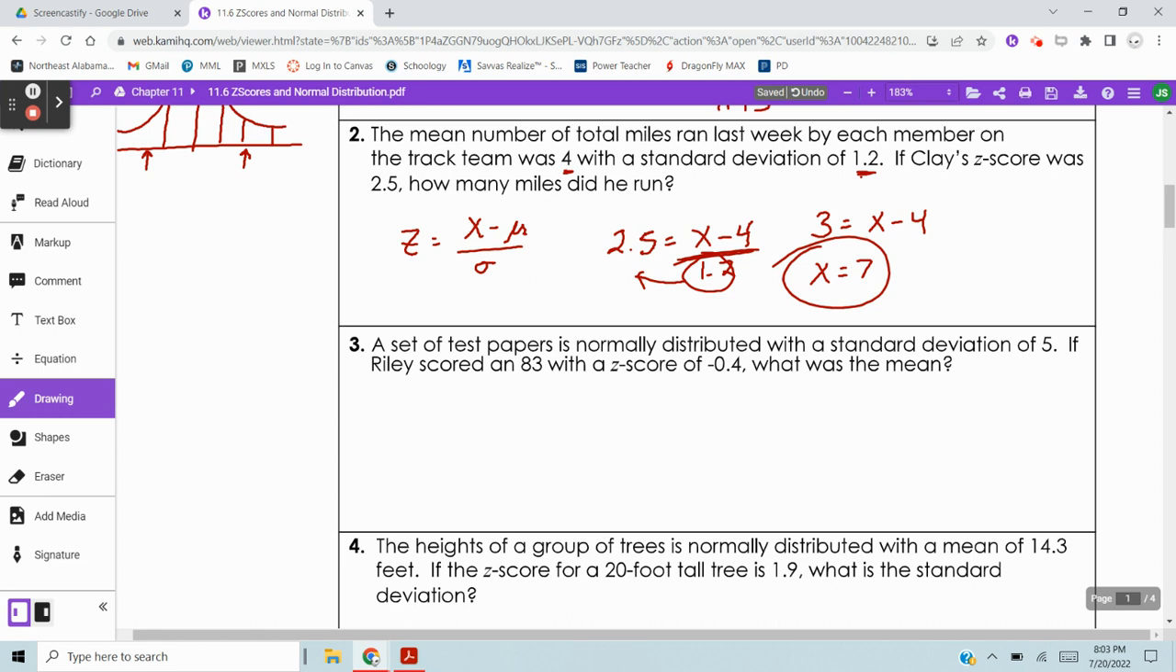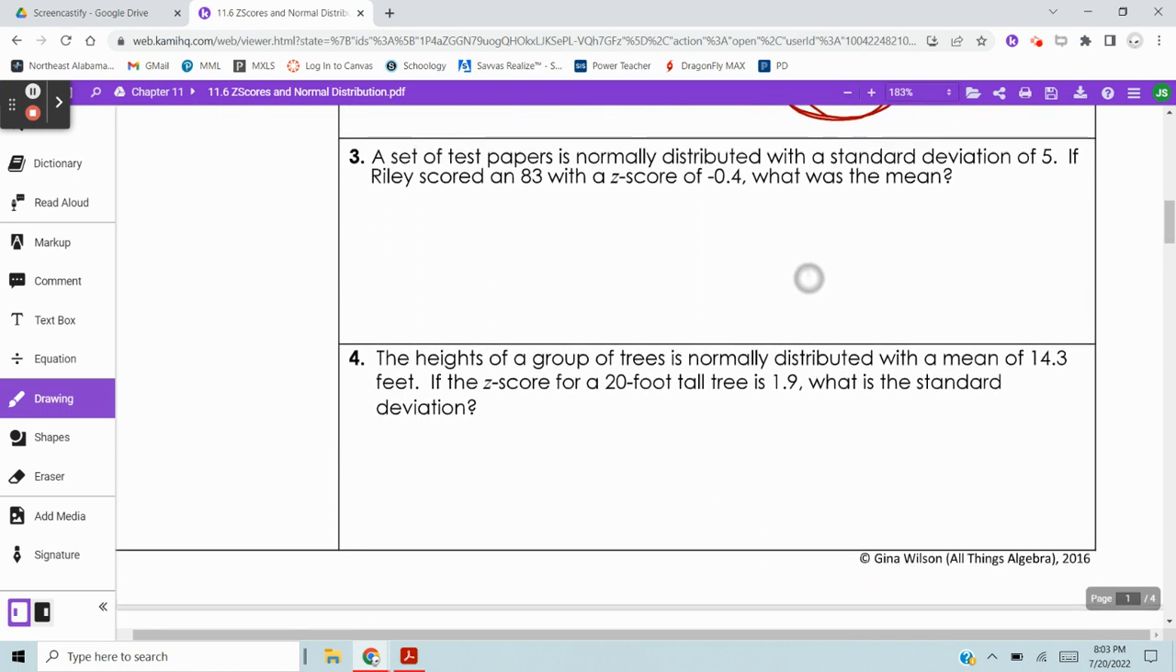We see that if the mean was 4, he is above the mean there. If you try to calculate it again, 2.5 is his z-score, so he is 2.5 standard deviations above the mean.